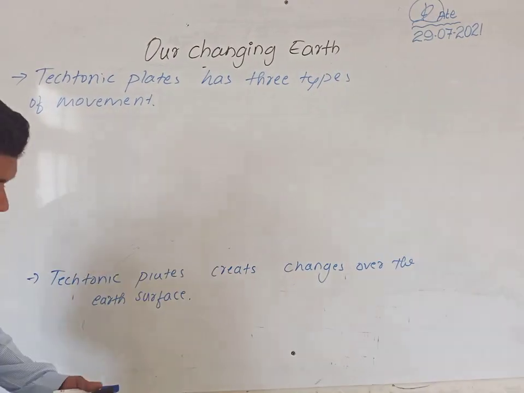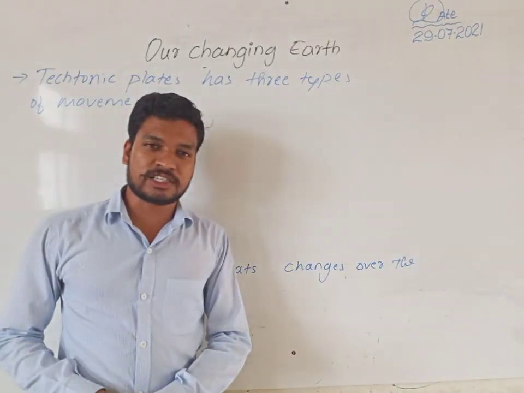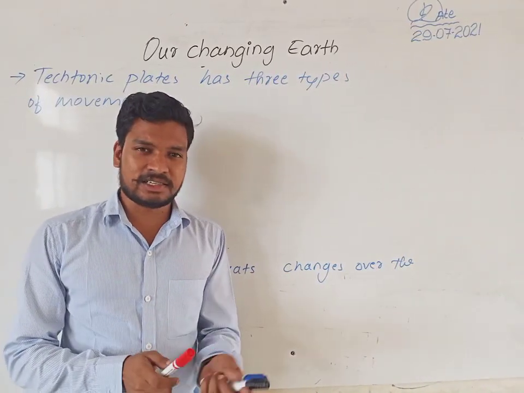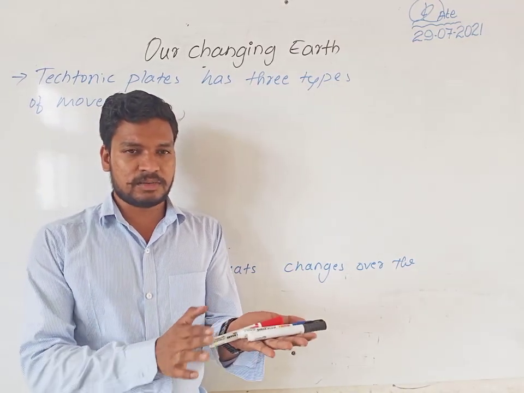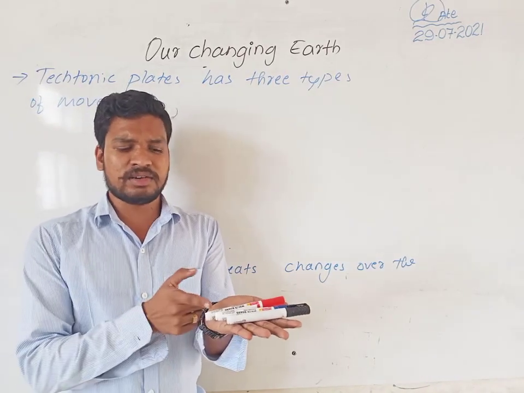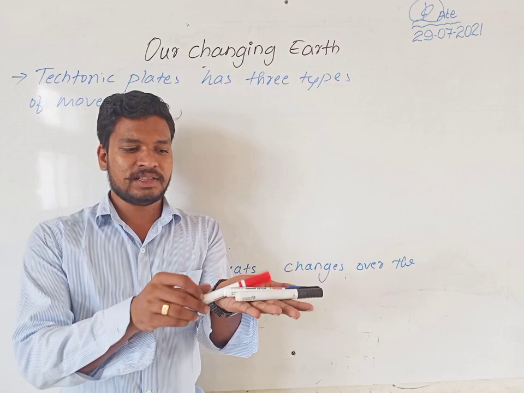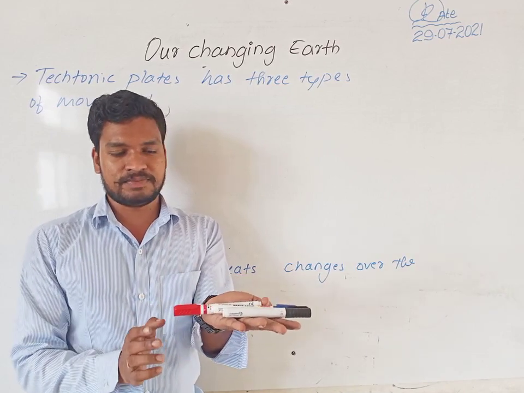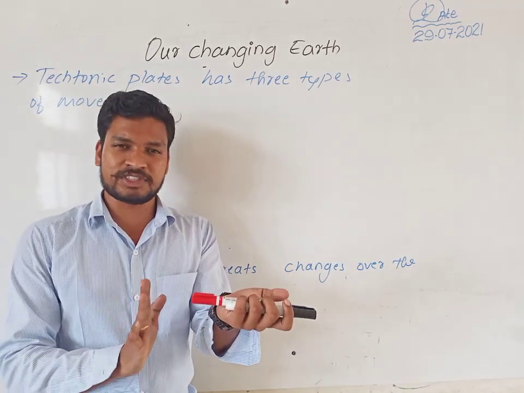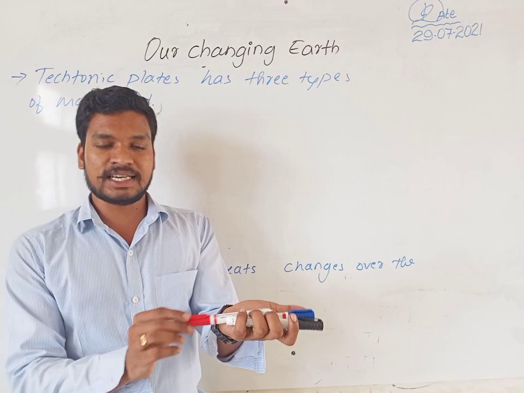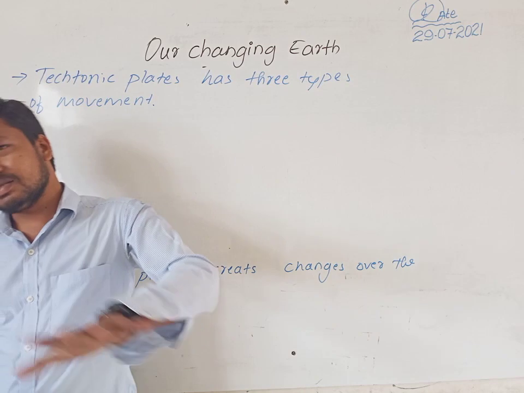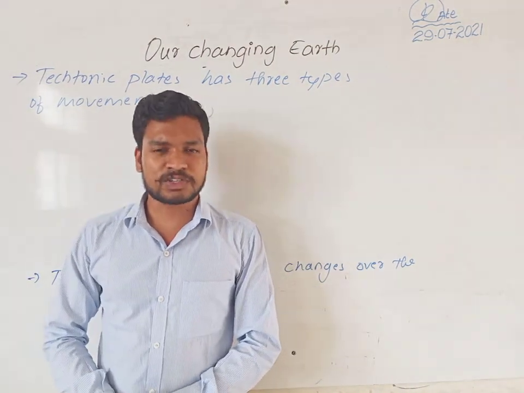The reason for every change which we are seeing over our surface or in the earth is due to force. If you want to see any change, suppose this pen is here, and it goes there. This red cap pen was here, and it has gone there. How? Because of a force. I pushed it, so because of the force it has changed its placement. That's how the changes over the Earth's surface happen, because of many forces.